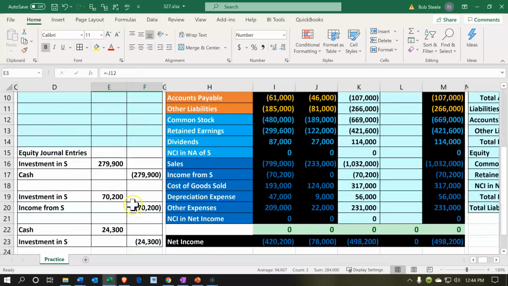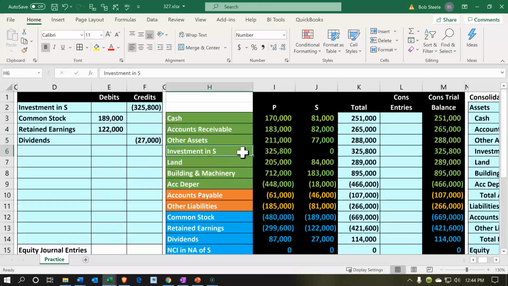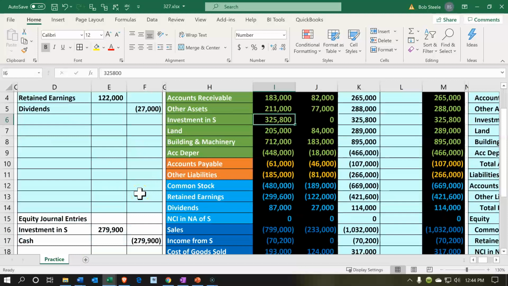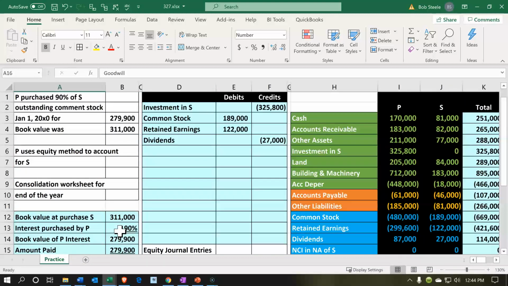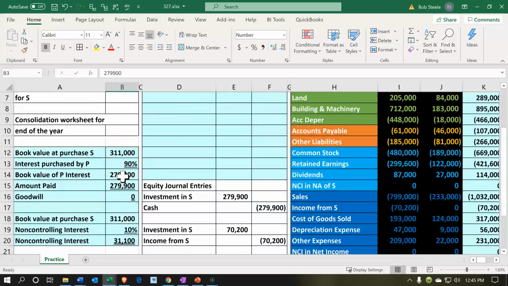Now, at this point, just to double check, we know this investment is at the equity amount, this 325.8, but it might make sense to think that through. How did that get there? Well, we put the initial investment on the books at the 279.9, because that's the amount we purchased it for, which happens to be exactly our 90% portion of the book value at the point of purchase, then credited cash.